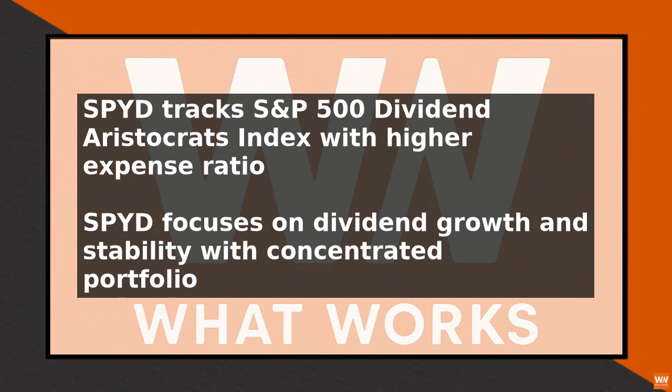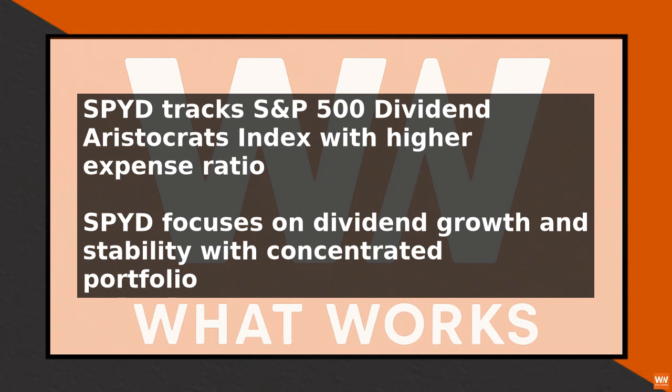On the other hand, SPYD tracks the S&P 500 Dividend Aristocrats Index, which consists of 64 S&P 500 stocks that have increased their dividends for at least 25 consecutive years. The fund has an expense ratio of 0.35% and a dividend yield of around 2.5%. In terms of investment strategy, SCHD focuses on high dividend-yielding stocks, while SPYD focuses on dividend growth and stability.